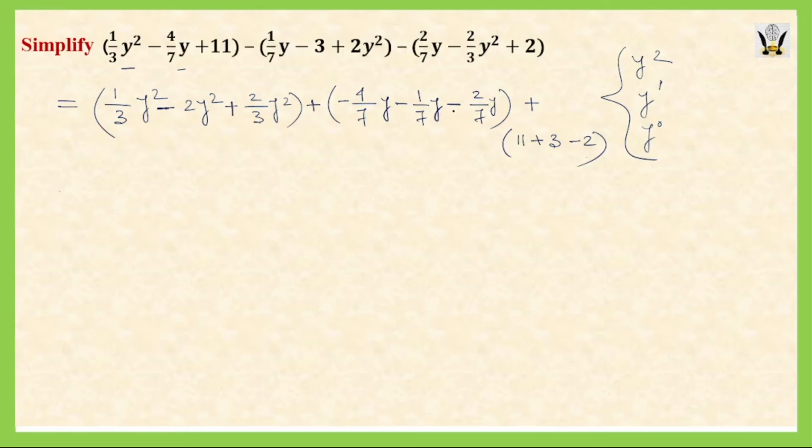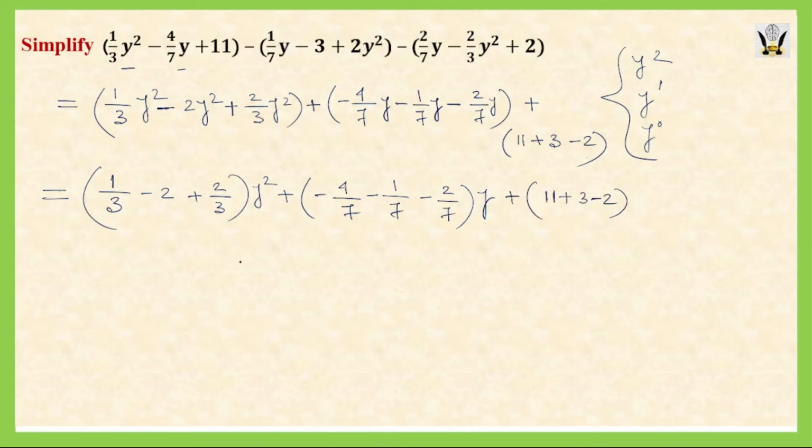Then for the constant terms it will be 11, then here minus minus plus 3, and here plus minus minus 2. Then we will simplify these coefficients of the terms of y to the power 0, y and y square. So it will look like this.